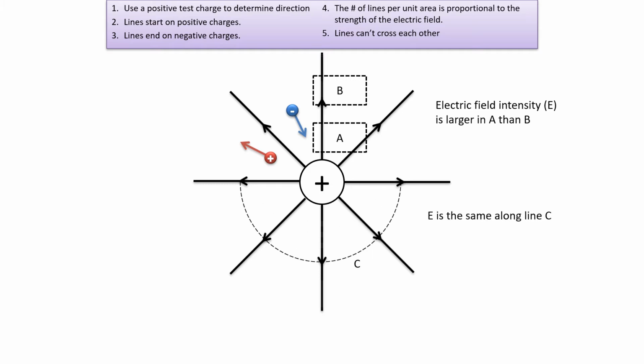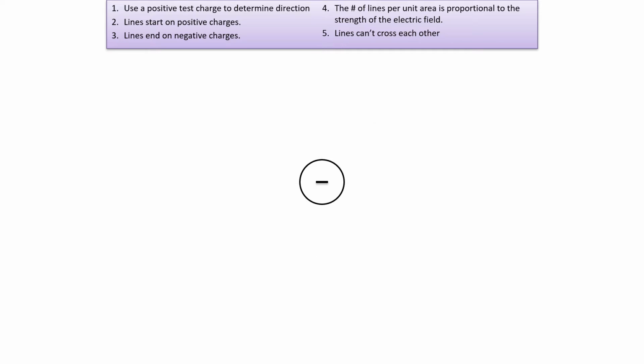Okay? Then it says E, the electric field strength, is the same along line C. This is what's called a line of equipotential, actually. All right, so it's the same field intensity because it's the same distance away. And all the field lines are the same distance away from each other along that line. Cool. How about for a negative charge?